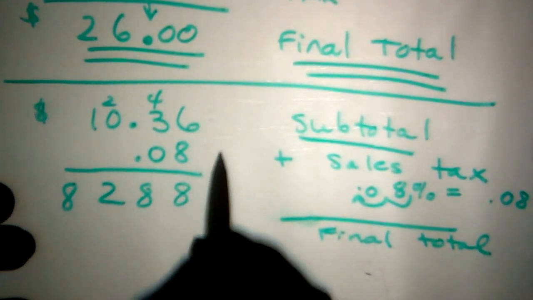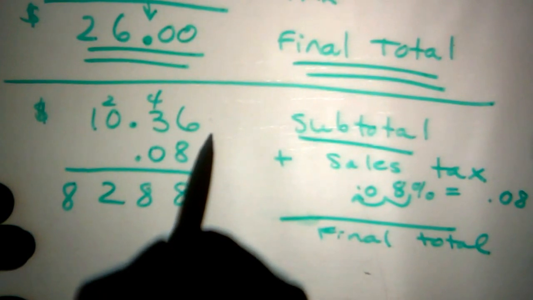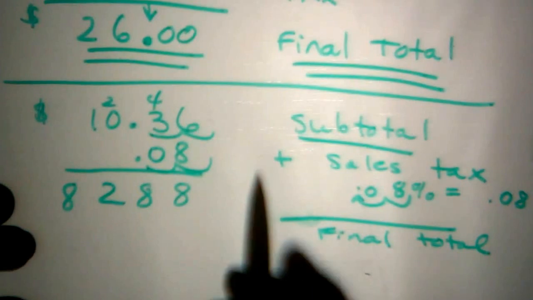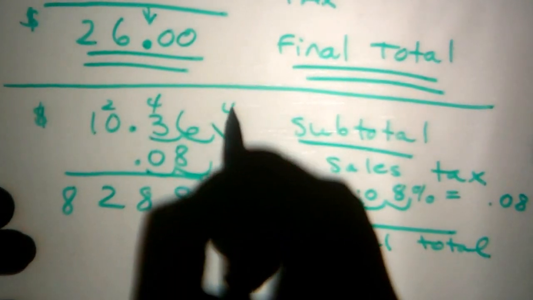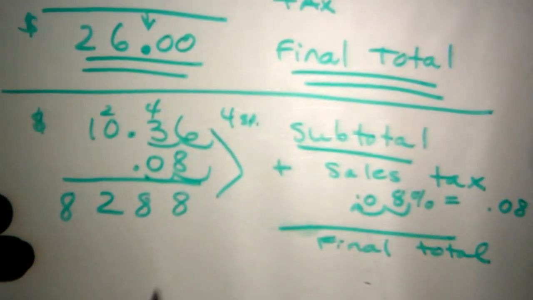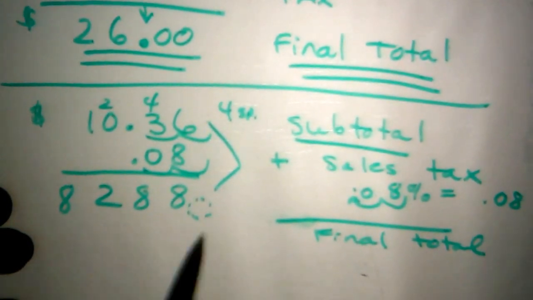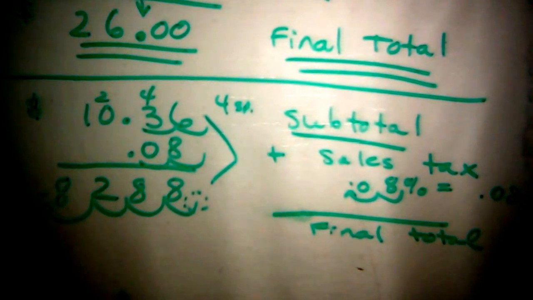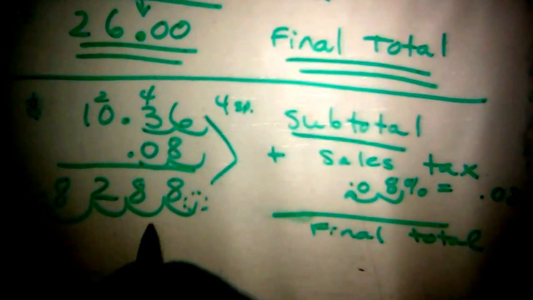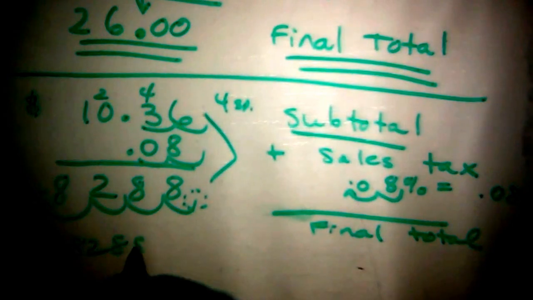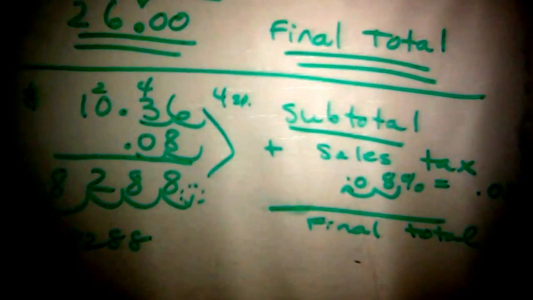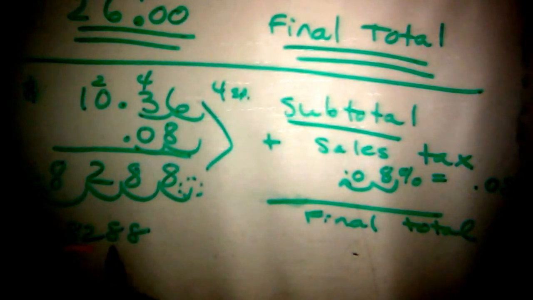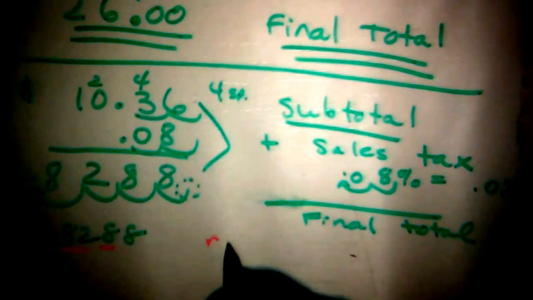I need to move my decimal place over 2 times here, 1, 2, 2 times here, 1, 2. That's a total of 4 spaces that it's moved. Take my imaginary decimal, 1, 2, 3, 4 right here. That means my sales price is 0.8288. Well, we don't go 4 decimal places to the right, we just go 2. So I need to now look at this. I need to think about rounding.